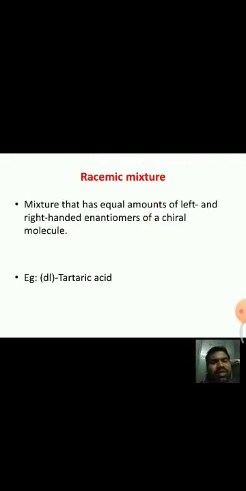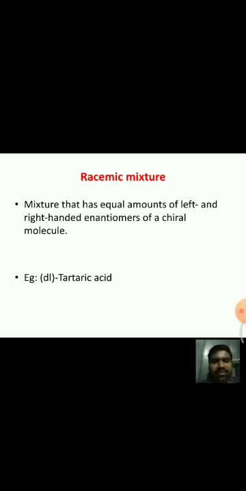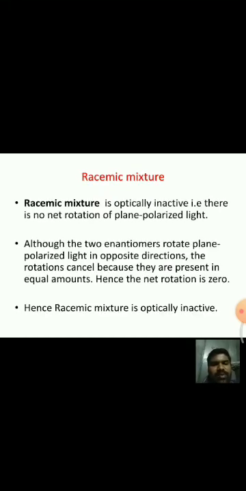Next, we know the concept of racemic mixture, a mixture that is having equal amounts of dextro and levo isomers, that means the two enantiomers, for example DL tartaric acid. A racemic mixture is optically inactive, that means no net rotation of plane polarized light, though it is having two enantiomers which are optically active.